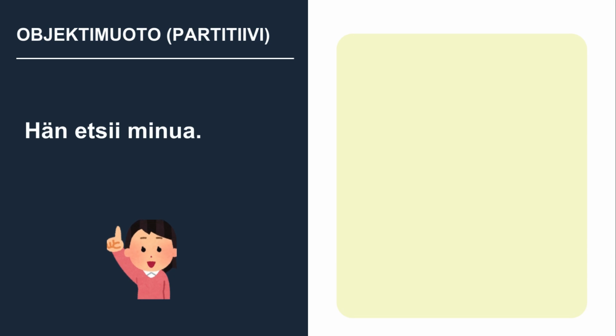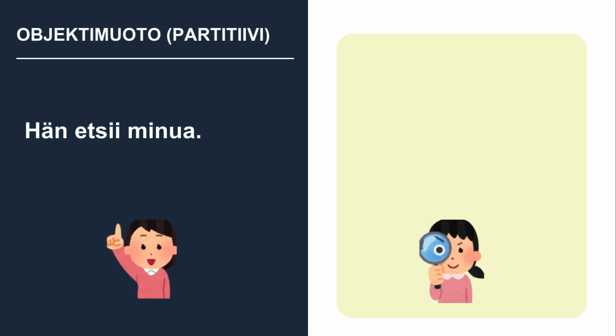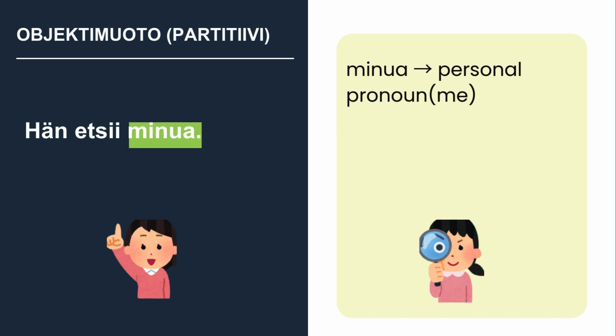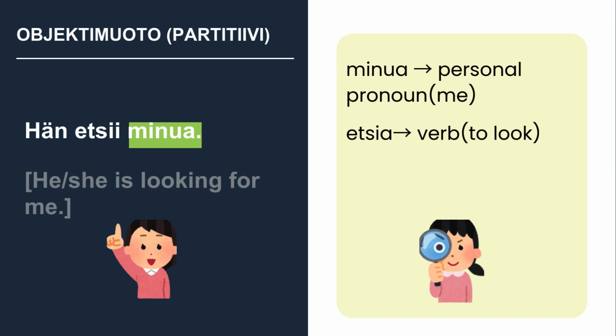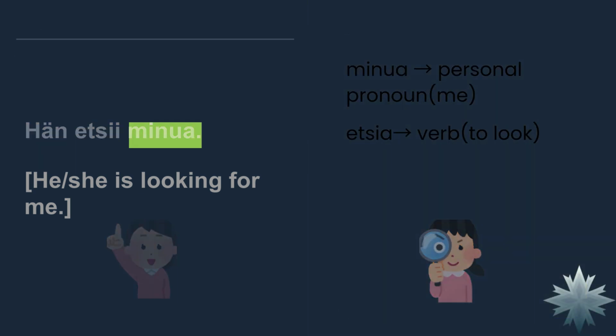Let's look at some examples. Hän etsi minua. Here, minua is a personal pronoun which means me. Etsi, looking. It comes from the verb etsiä, means to look. Hän etsi minua. He or she is looking for me. Here, the action is ongoing. So, object pronoun is in the partitive case.